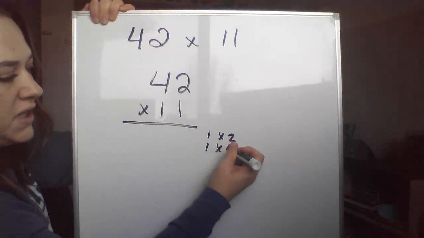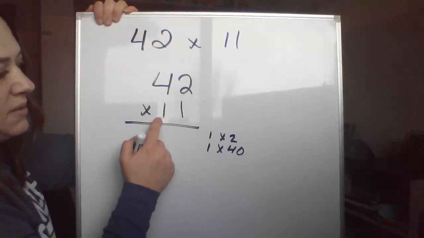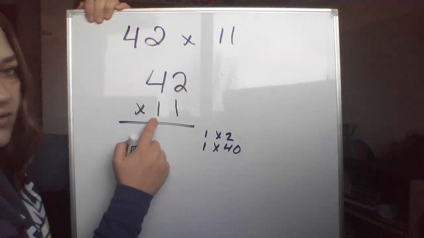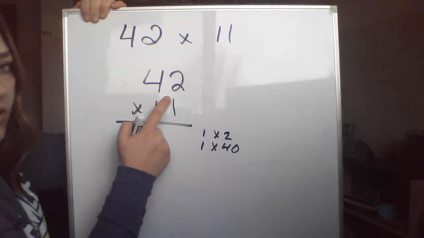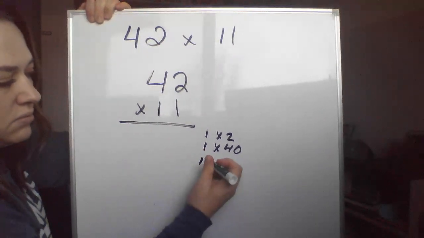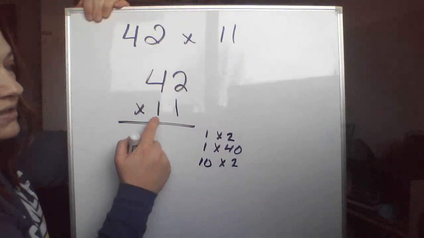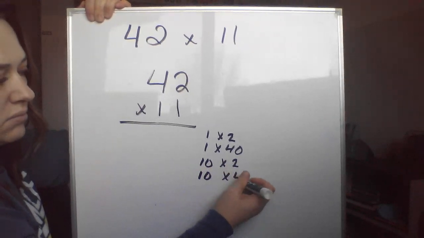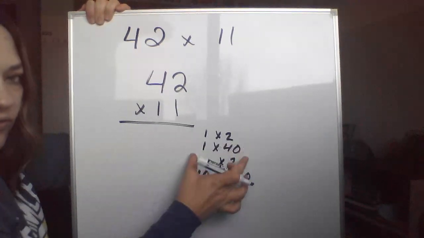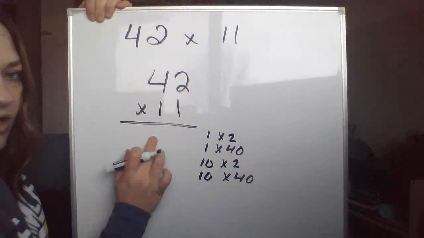1 times 40. I'm going to do the same thing with my 11's tens place. So that's not just 1, that's 10. So I'm going to take 10 times 2 and 10 times 40. And then I just solve for those, and I'm going to write the partial products right here.